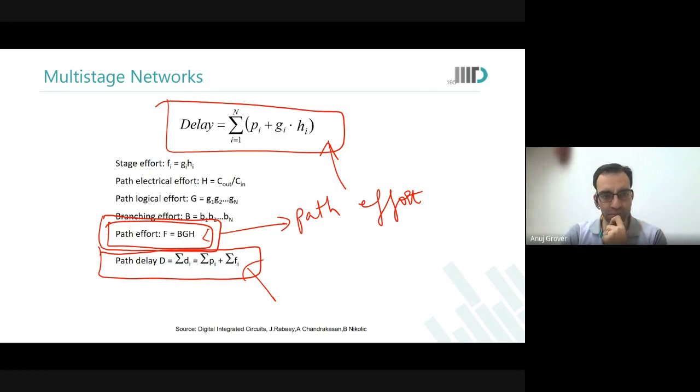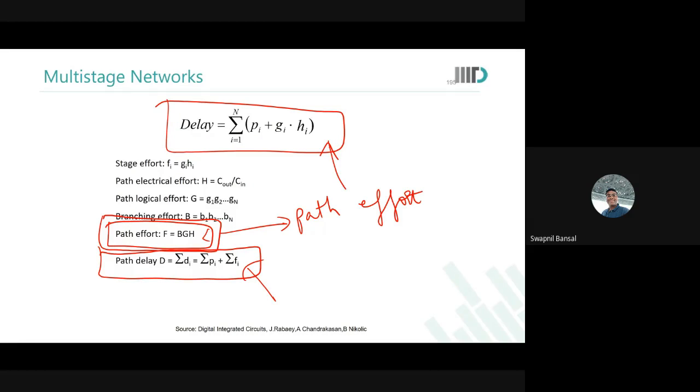I might have said it like that last time, so I stand corrected. I'm sorry for the confusion, but I'm clarifying it now. There is no need to get confused there. One is path effort and the other is path delay. They are two different things. We do not mix them.